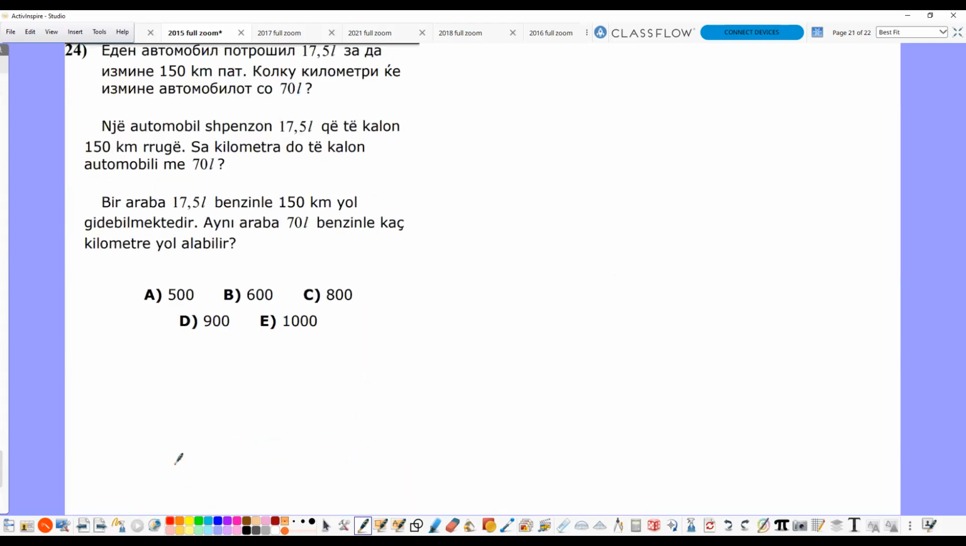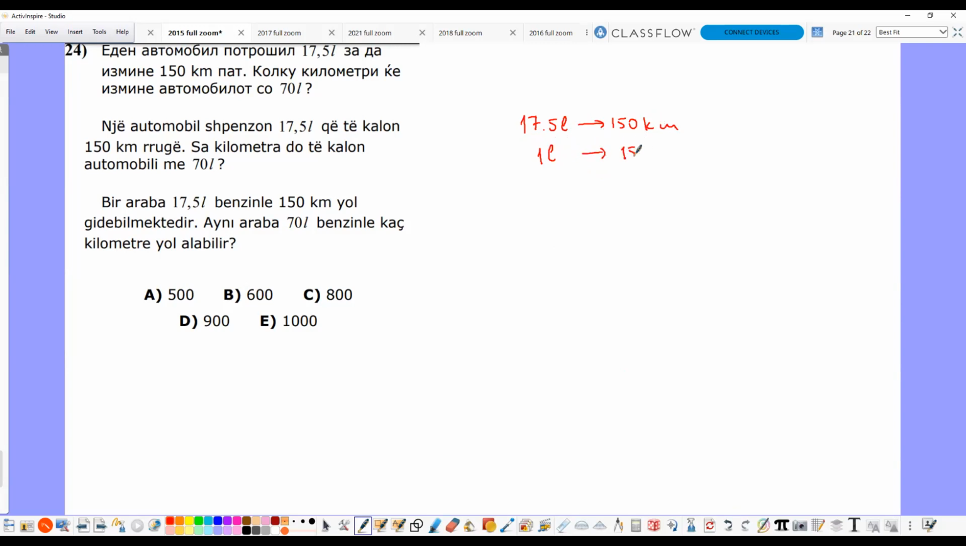Here we have a ratio, proportion question. In a car with 17.5 liters of fuel, you can go 150 kilometers. If the same car gets 70 liters, how many kilometers can you go? Here it's 17.5 liters. If you can go 150 kilometers, you can find it for 1 liter. By 1 liter, how many kilometers can you go?